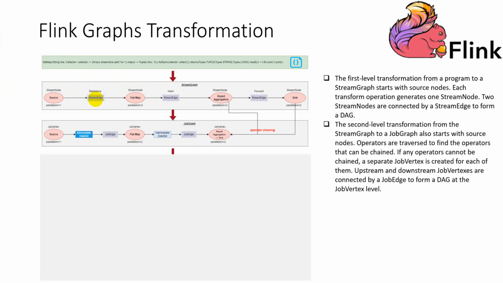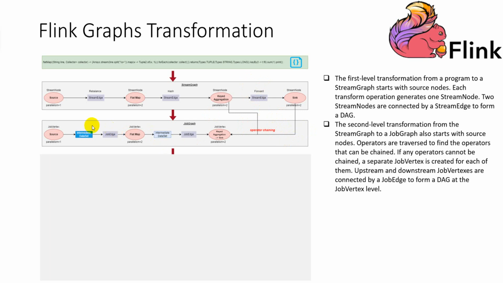The second level transformation, from the stream graph to a job graph, also starts with the source nodes. Operators are traversed to find the operators that can be chained. As you can see here, the keyed aggregation and the sink operation have the same parallelism and are connected by a forward channel. So both of them can be chained together.